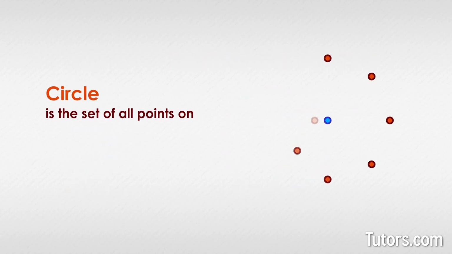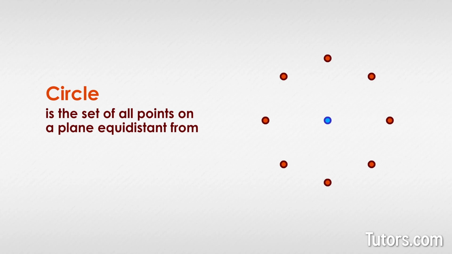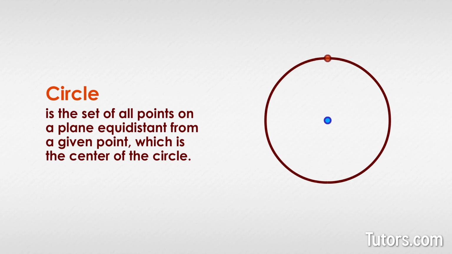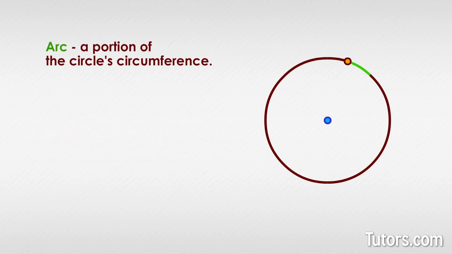A circle is the set of all points on a plane equidistant from a given point, which is the center of the circle. The only way to gather all the points that are the same distance from a point is to create a curved line. Here are some of the main parts of a circle.